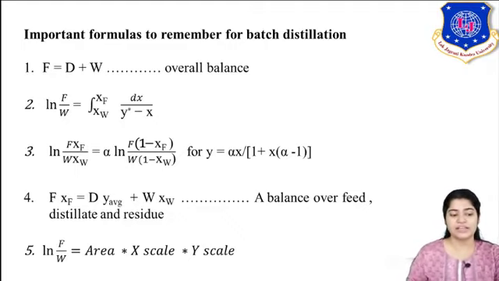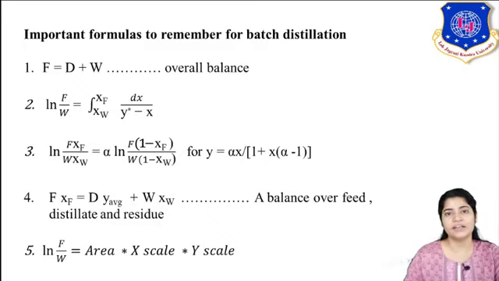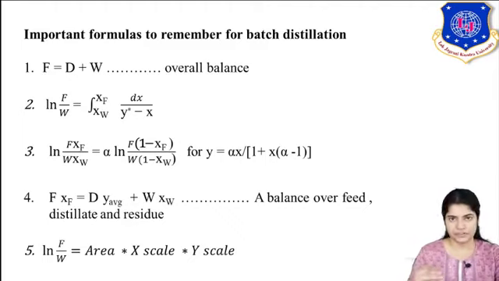Last one is area under the curve. For area under the curve, we use this method: LHS equal to RHS value. The fifth is representation of Rayleigh equation only, the integration term in Rayleigh equation, that is the second equation. That is represented by area into x scale into y scale. So these 5 equations must be very clear to solve the questions.